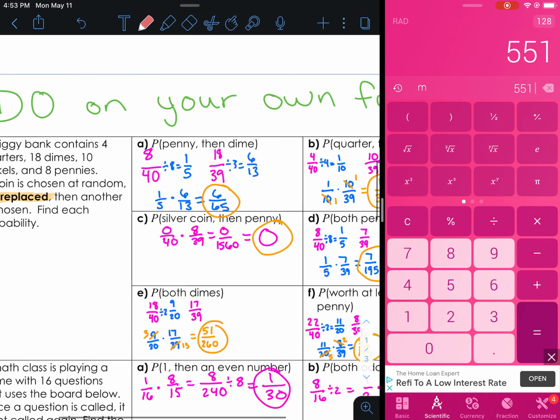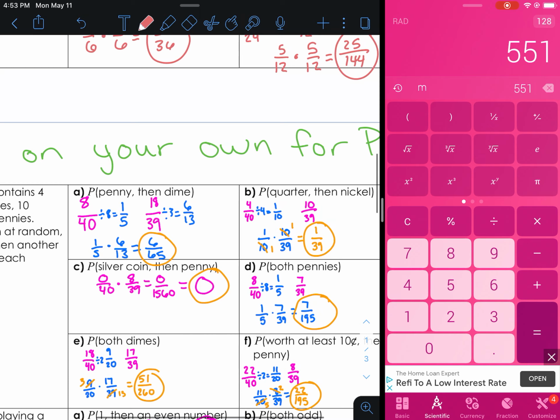All right. So again, if you are looking at number 5, you can tell that each time my denominator changes on the second part. It becomes out of 39 instead of out of 40. If you want to go ahead and pause the video now, you can finish doing numbers 6, 7, 8, 9, and 10. And then you can check your answers.